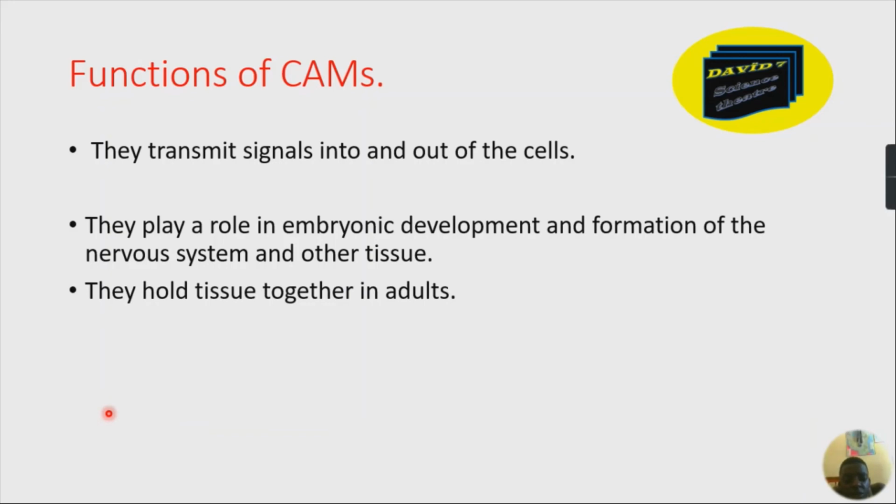They also hold tissue together in adults. All these functions are additions of what we came for here. Look at the functions of cell adhesion molecules. They adhere cells to each other. I mean, the functions of intercellular junctions. They are junctions between 2 cells. They hold the tissue. They enable formation of this tissue. So they hold tissue together in adults.